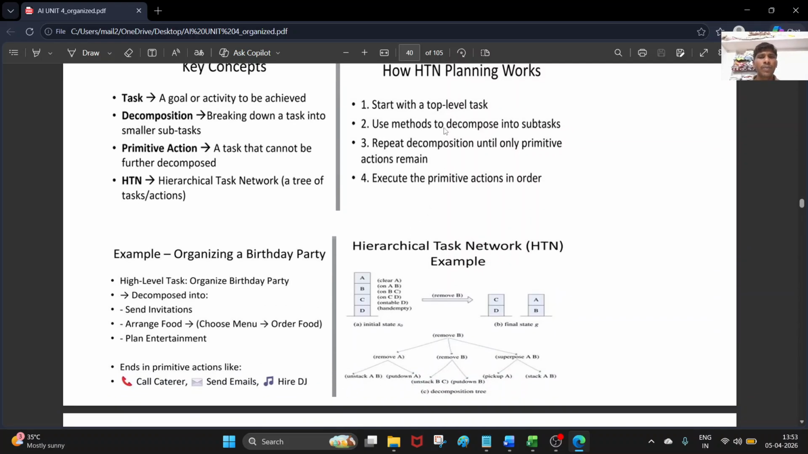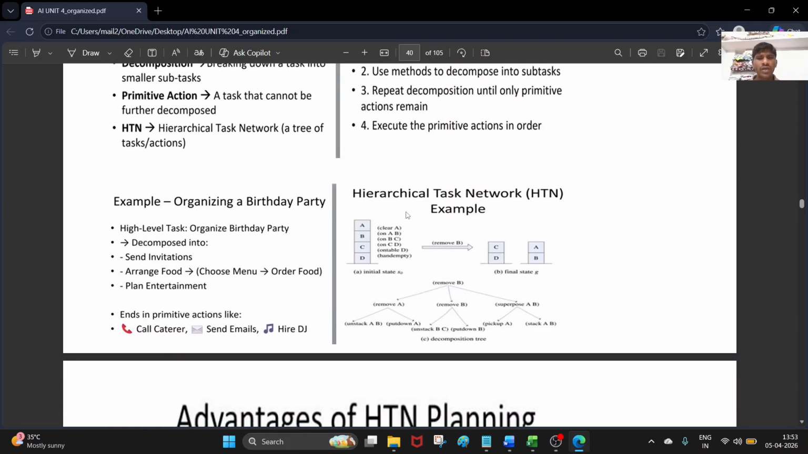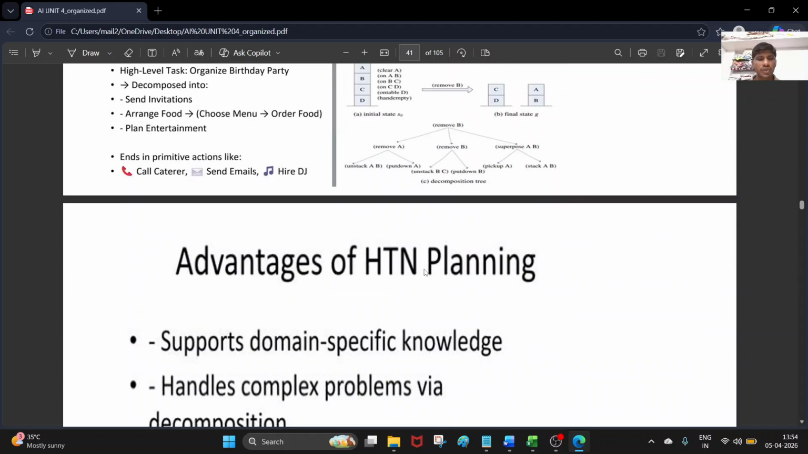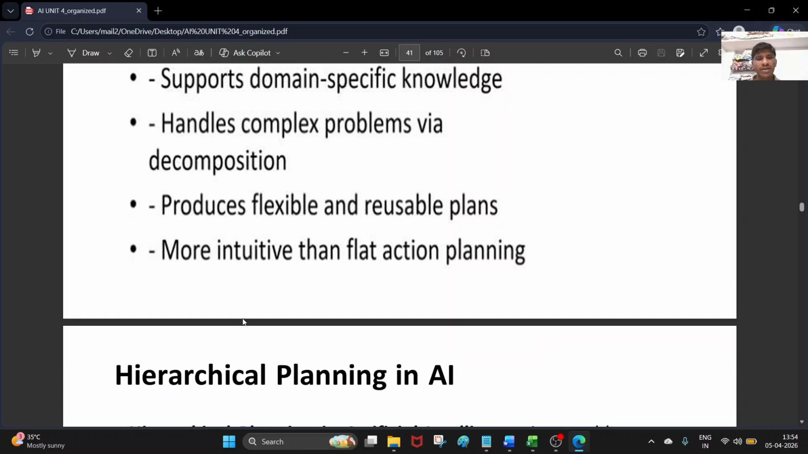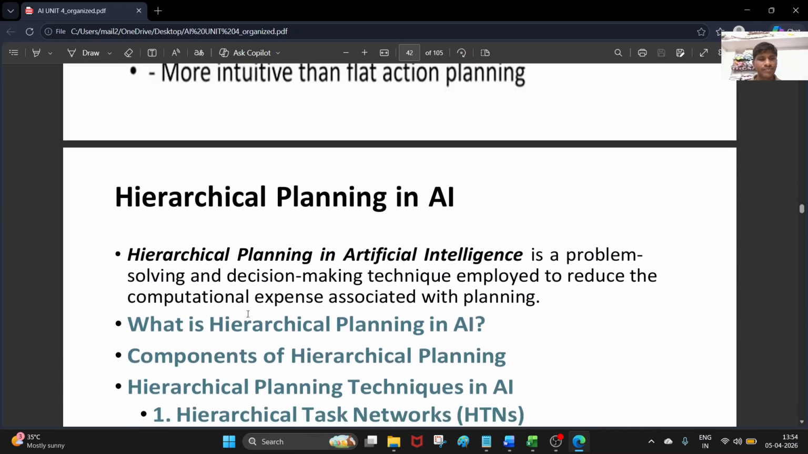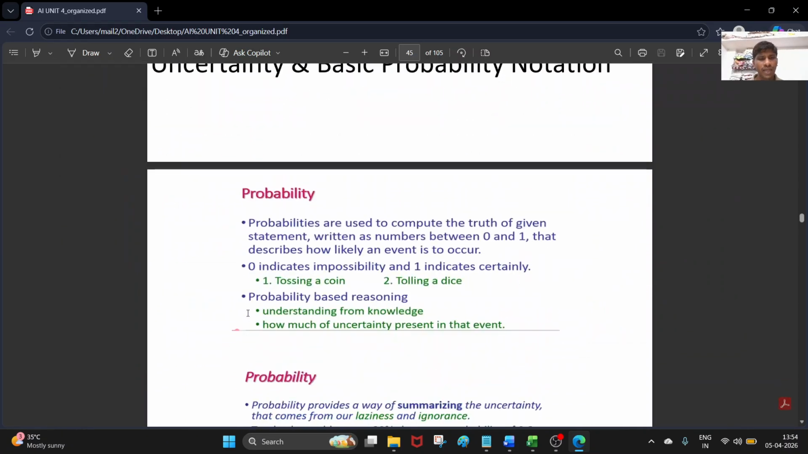Then how does HTN planning work? It starts with the top-level task, then uses methods of decomposition and repeats the decomposition until primitive actions are reached, and executes the primitive actions in order to achieve the goal. Here is an example of a block world problem using an HTN network. The advantages of HTN planning: it supports domain-specific knowledge, handles complex problems via decomposition, and produces flexible and reusable plans, more intuitive than flat planning. So this is regarding hierarchical planning.